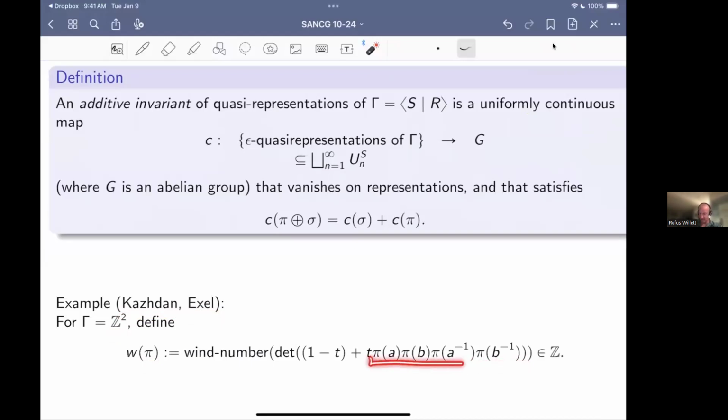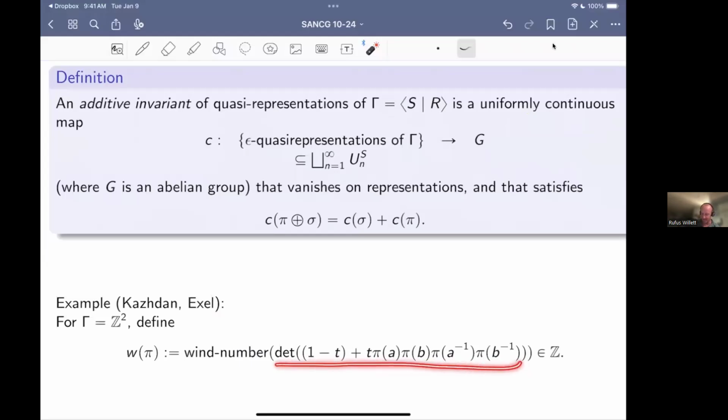This commutator will be close to the identity because it's a quasi-representation. So this path is a straight line between the identity and something which is within distance 1 of the identity. Therefore, the entire path stays within distance 1 of the identity. So this thing is invertible. Take the determinant, you get a non-zero complex number because you're looking at a path of invertible matrices. Moreover, when t is 0, it starts at the identity, and when t is 1, you get the determinant of this commutator, which is also 1 because it's the determinant of the commutator, right?